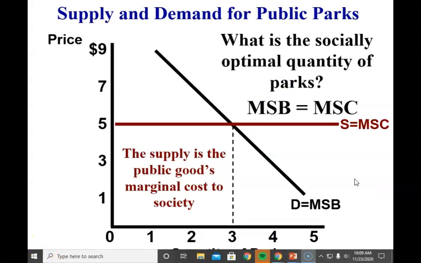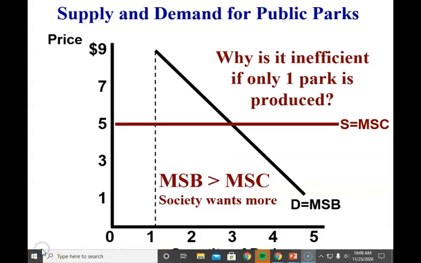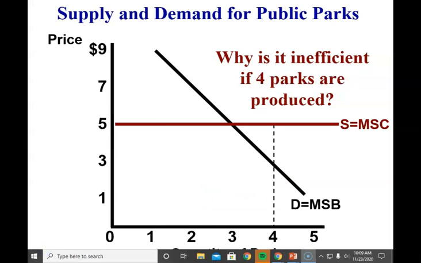So the graph would look like this. Demand is the marginal social benefit, and the supply is the marginal social cost. So the optimal number of parks would be 3, and the price is $5. It's inefficient to only produce 1 park because the marginal social benefit is greater than the marginal social cost. As well, it's inefficient to produce 4 parks because the marginal social cost is greater than the marginal social benefit.